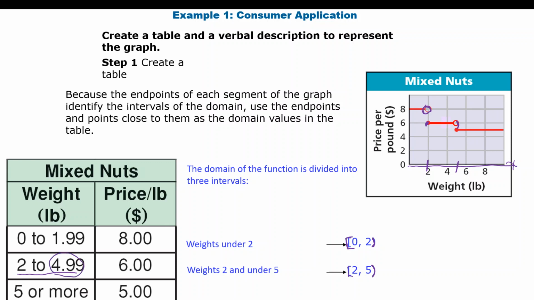All right, and our final domain is going to be when it weighs over 5 pounds. Now, 5 pounds is included in there, so when we write it, we're going to have the square part of our bracket 5. And remember, anytime we go to infinity, we use this rounded bracket because there's really no ending point for infinity. So we'll just use the rounded bracket.